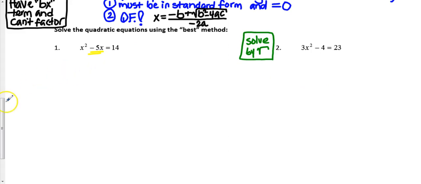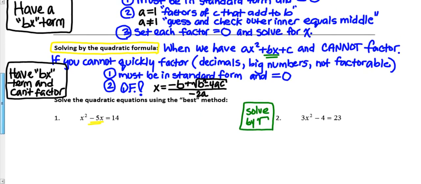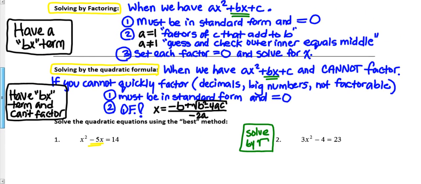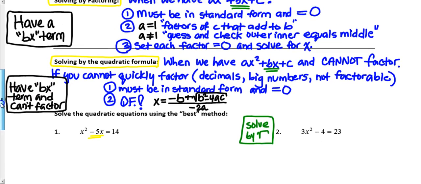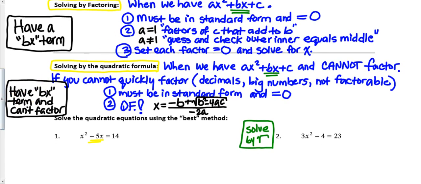Coming back over to number 1, because I have a middle term, the last 2 tools in the toolbox apply. My first method will be, can I factor? If it's not factorable, I'll have to do quadratic formula, but hopefully it's factorable. So let's see. To be able to factor, we must have standard form, and this must be set equal to 0. See if I can leave the steps on there for a second.